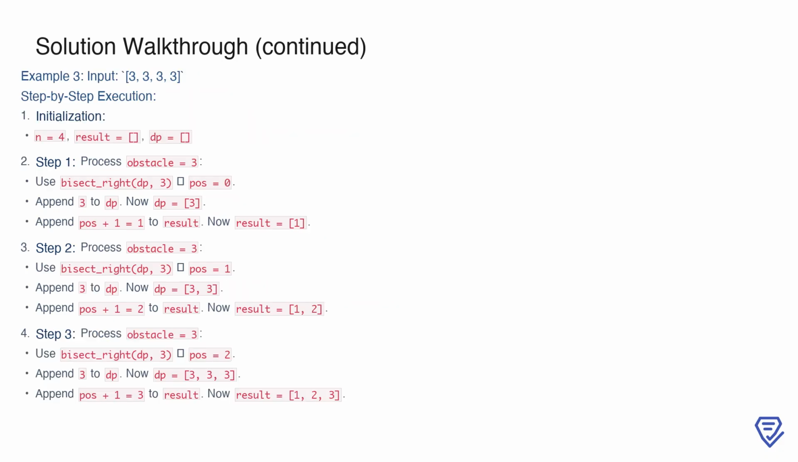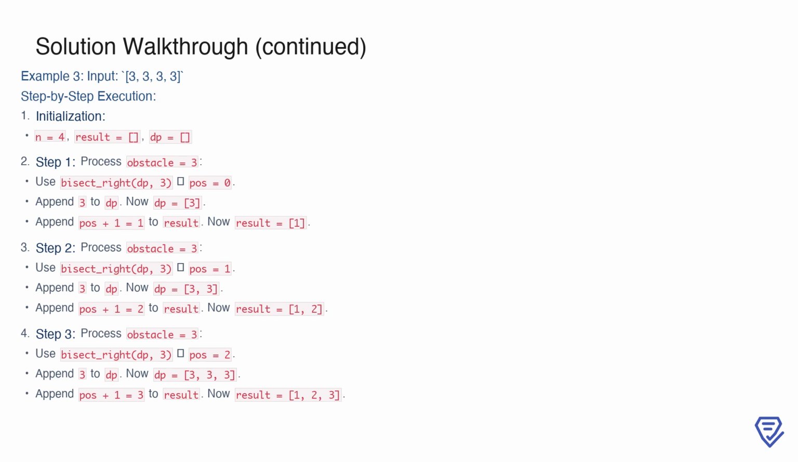For the third example, the input array is [3, 3, 3, 3]. We initialize n as 4, result as an empty list, and dp as an empty list. For the first obstacle, 3, bisect_right(dp, 3) gives pos equals 0, so 3 is appended to dp, making it [3]. We append pos plus 1, or 1, to result, resulting in [1]. For the next obstacle, 3, bisect_right(dp, 3) gives pos equals 1, so 3 is appended to dp, updating it to [3, 3]. We append pos plus 1, or 2, to result, making it [1, 2].